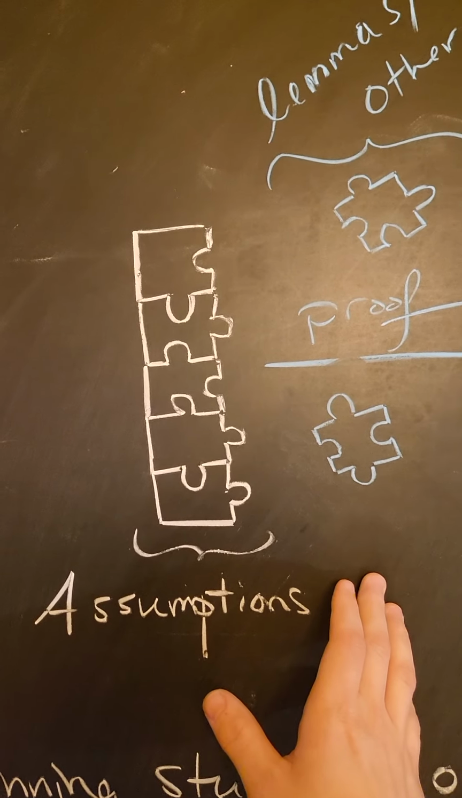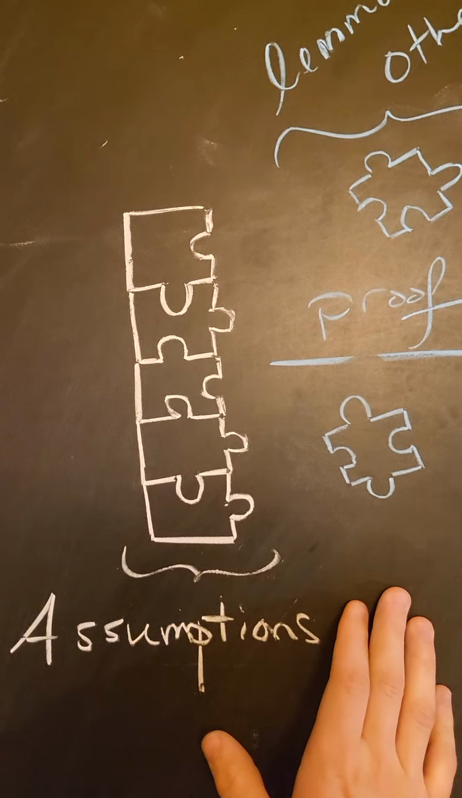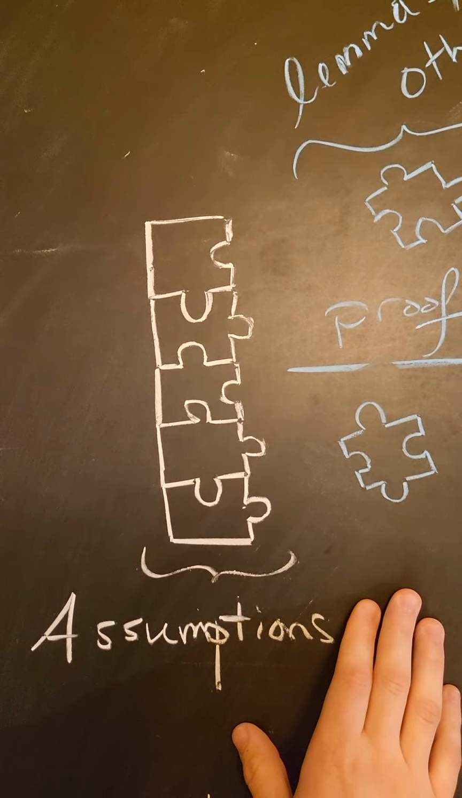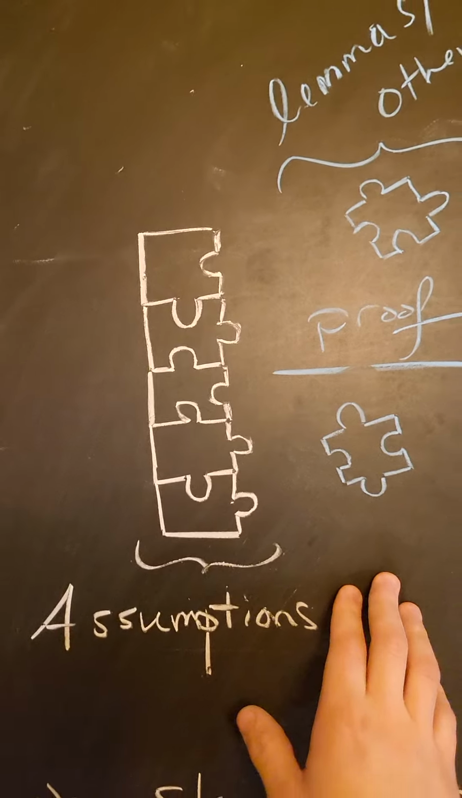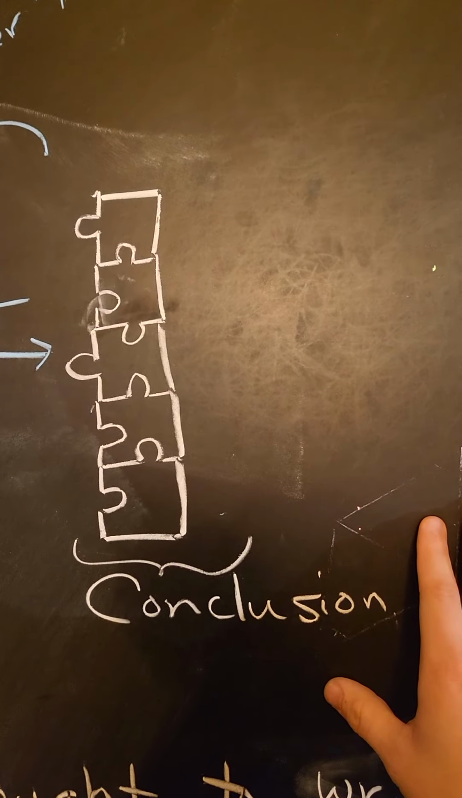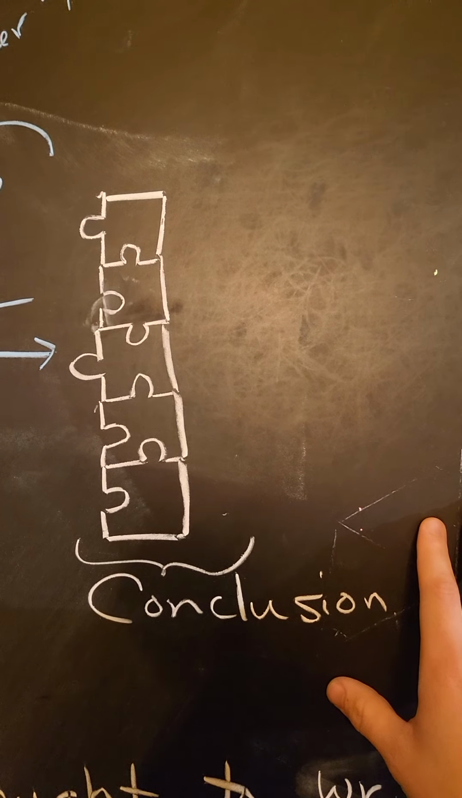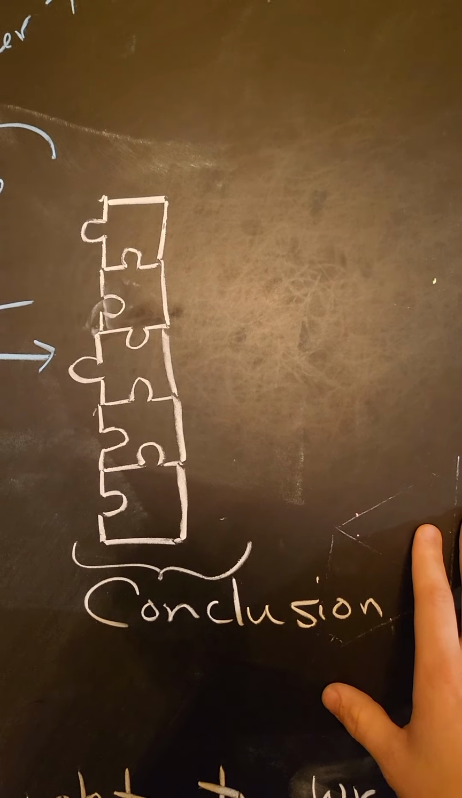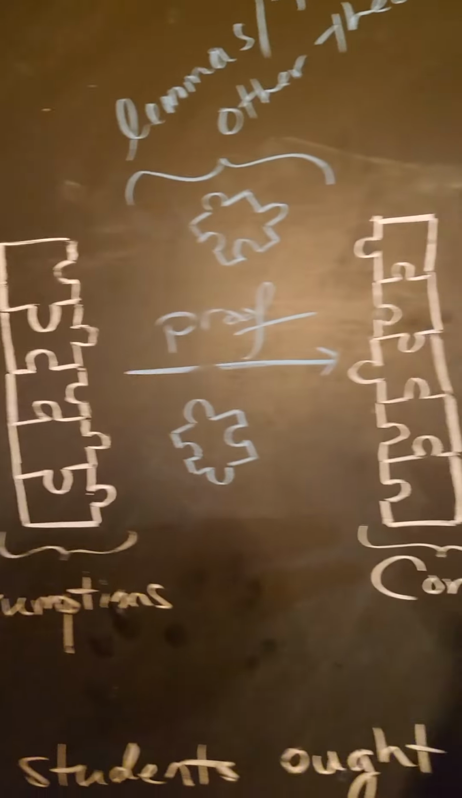All of these properties that you're assuming to be true are going to have very precise mathematical definitions and intuition. And then you want to end up with some conclusion, which is a series of propositions or mathematical properties which you want to show are true given these assumptions, okay?